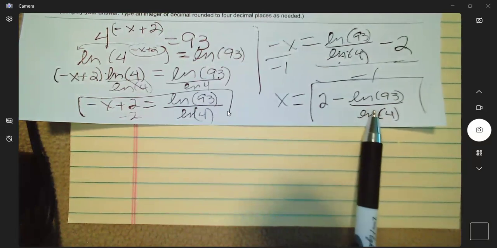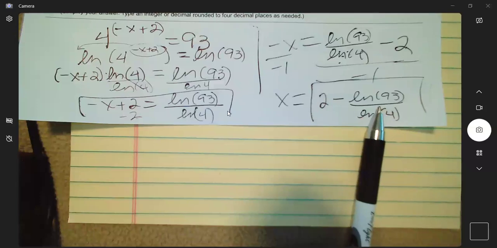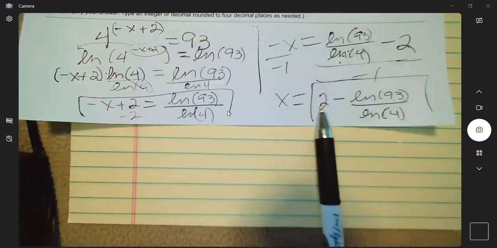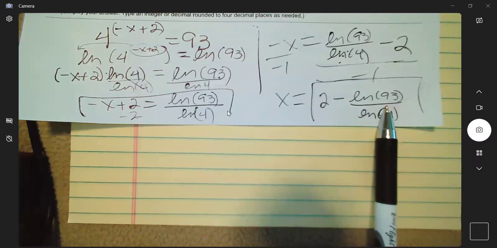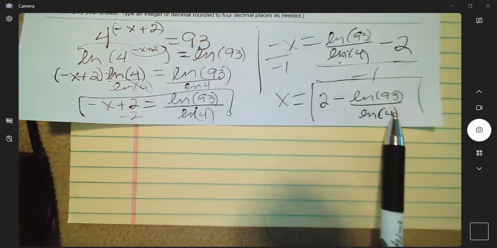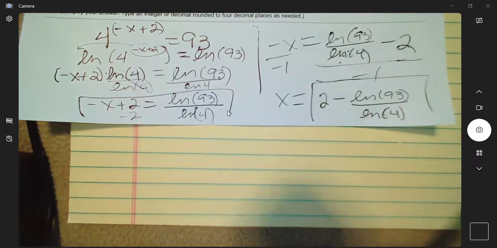And if I needed to do the decimal estimates, we could do, like I said before, 2 minus that, or do this part separately and then subtract it from 2 or whatever you want to do to get the decimal estimate for that.